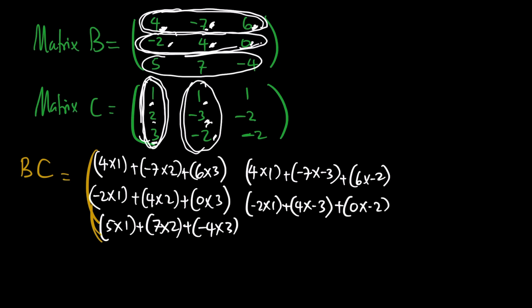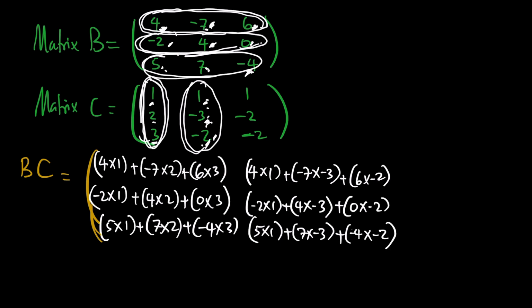Now we go to the next row again. This 5 will go with the 1. This 7 will go with the -3. Plus this 7 will go with -2. Sorry about that. The -4 will go to the -2. The last one will go to the last one. The middle goes to the middle. The first goes to the first, like that. So we have -4 going with the last one, which is -2.